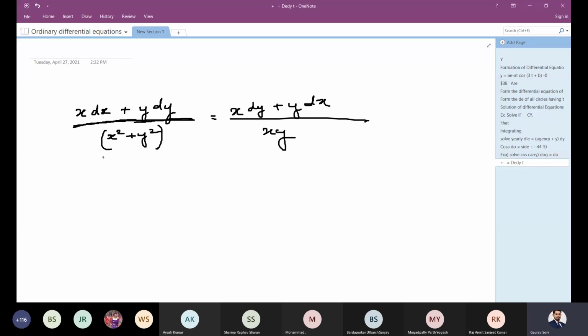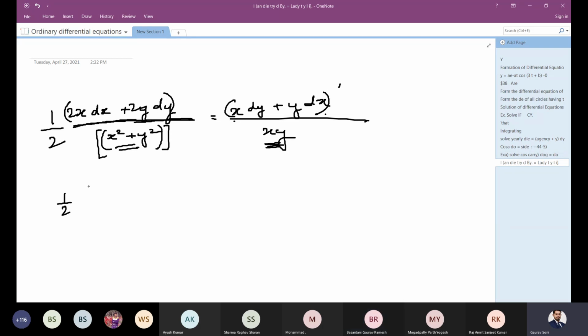If you look at this, x square plus y square, and you take the derivative of this, you will get 2x dx plus 2y dy. Am I right? Whereas if you take the derivative of xy, you will get x into dy plus y into dx. So on both sides it is some kind of variable separable form. It is not actually the variable separable form. So the derivative of this is this, and the derivative of this is this.